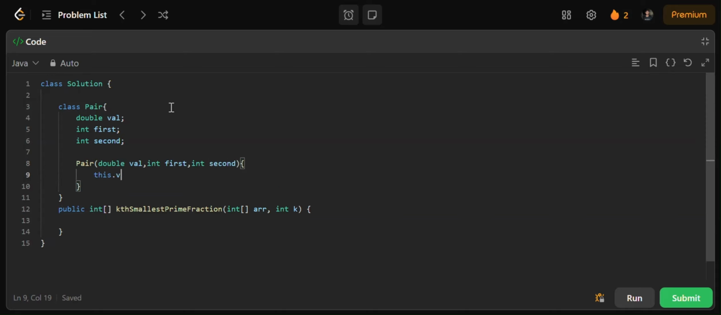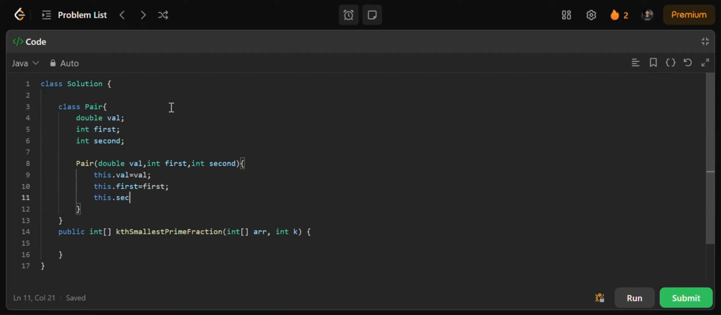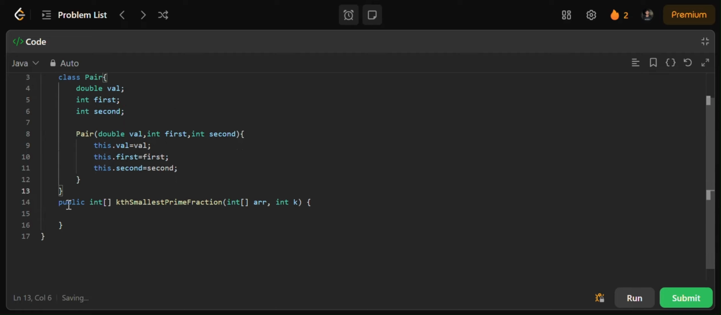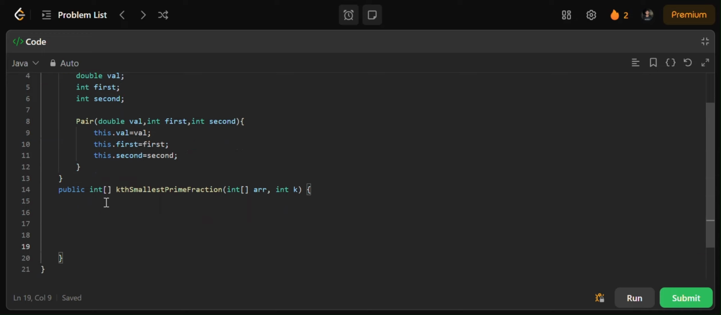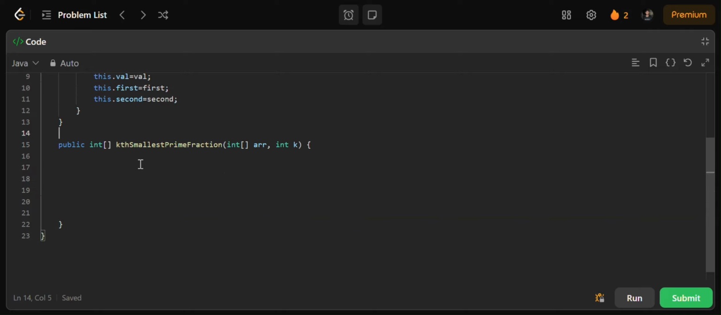We initialize all the values with a constructor. Then we just initialize a priority queue. As we mentioned, the priority queue will be based on the fraction value. So we initialize a priority queue of pair, and it will be based on the fraction value.